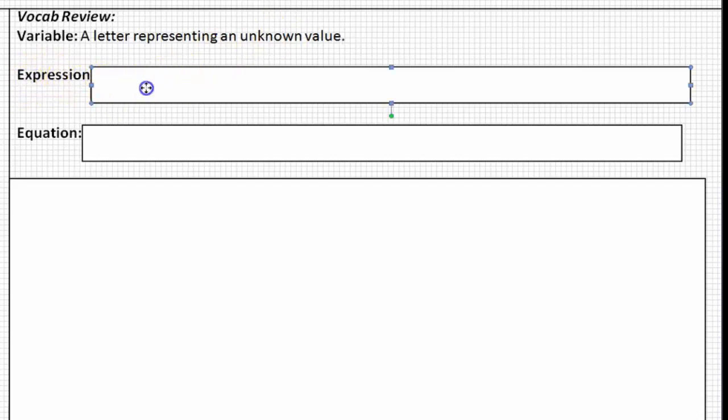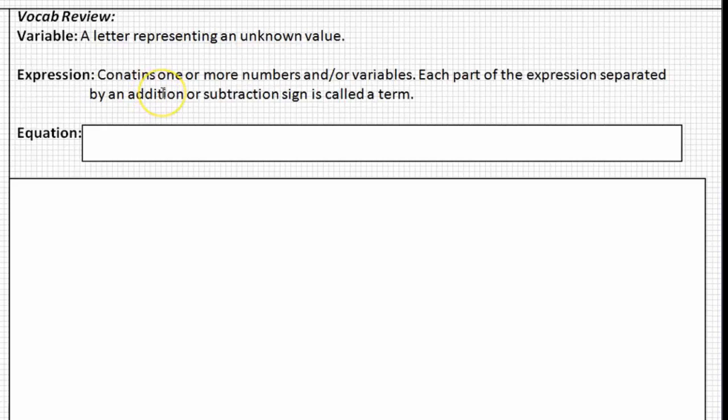An expression contains one or more numbers and/or variables, and each part of the expression is separated by an addition or subtraction sign, and that is called a term. So there's another vocabulary word from a while back. So that is an expression.